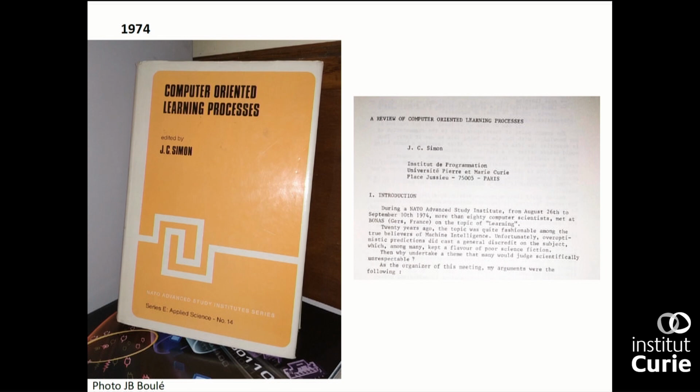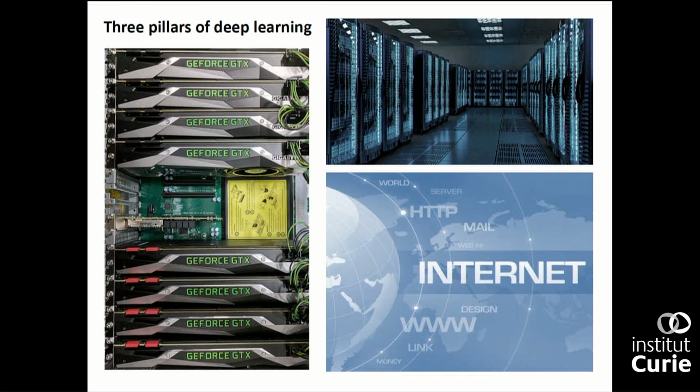So what happened now that it works so well? A combination of three important things. You would not have the rise of deep learning now if you didn't have those three things. The first one is GPUs, graphical processor units, which were developed for video games and which are very good at making parallel computation, exactly the type of computation that you need to train the networks.